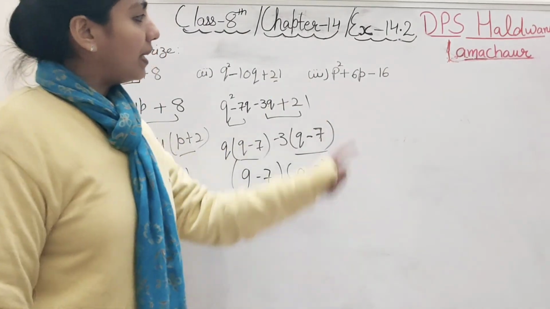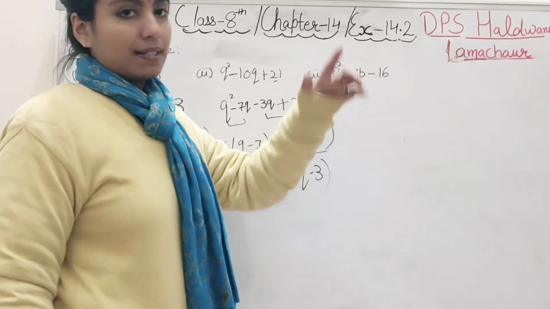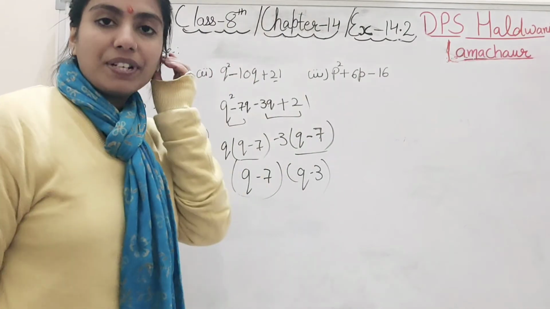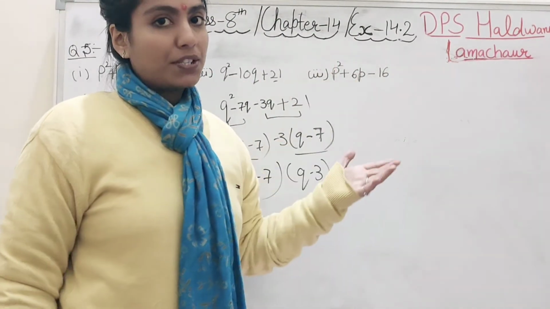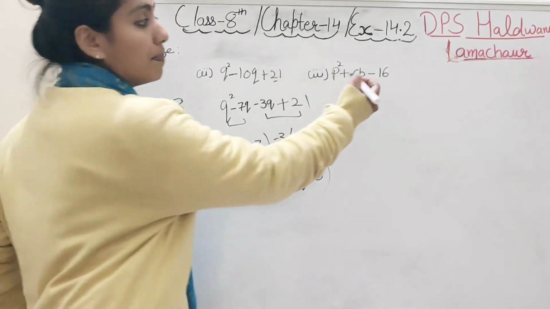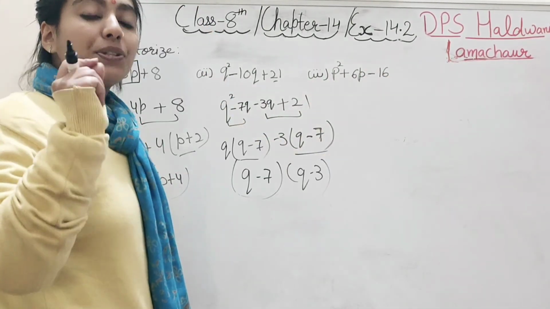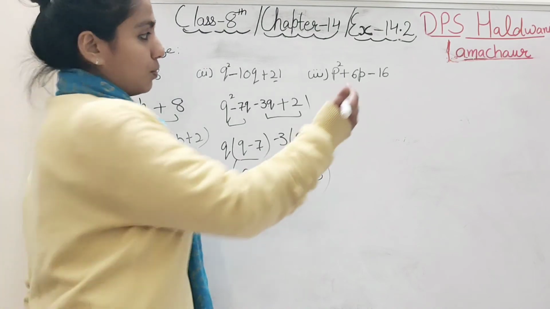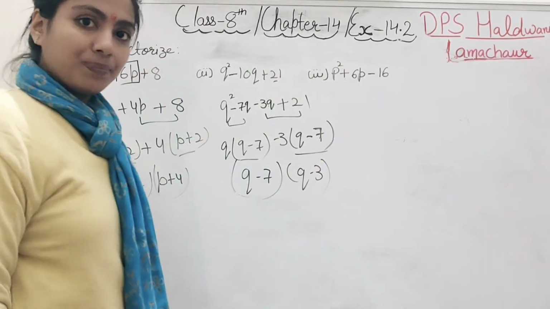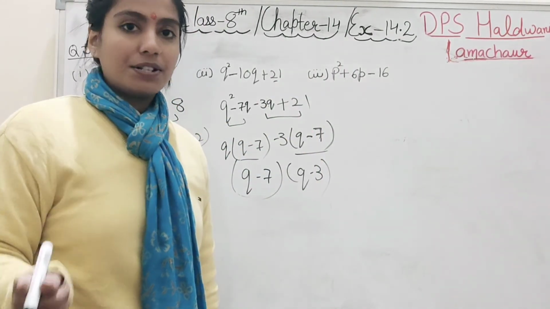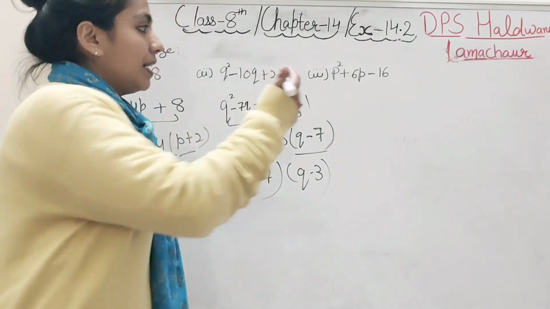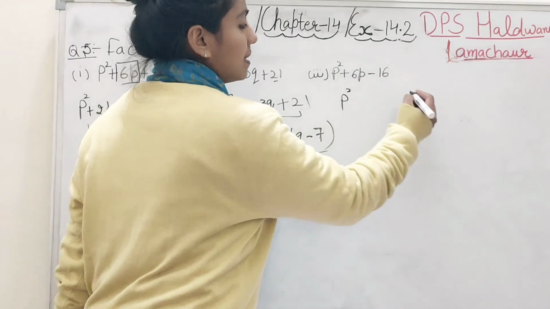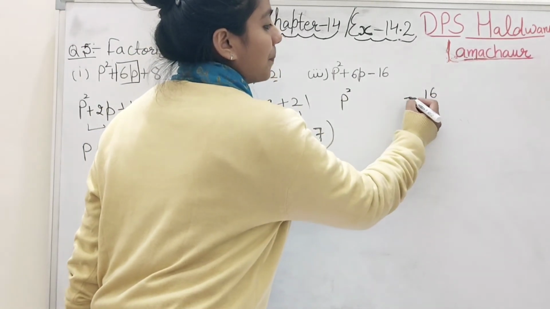Coming to our third part, p square plus 6p minus 16. 16 is a perfect square of 4. So here you can choose a square plus b square plus 2ab. But students see, here is minus. If you are using a minus b whole square, then minus should come here. It means that identity we can't use. So again splitting one method, right? So p square remains as it is, minus 16 as it is, right?